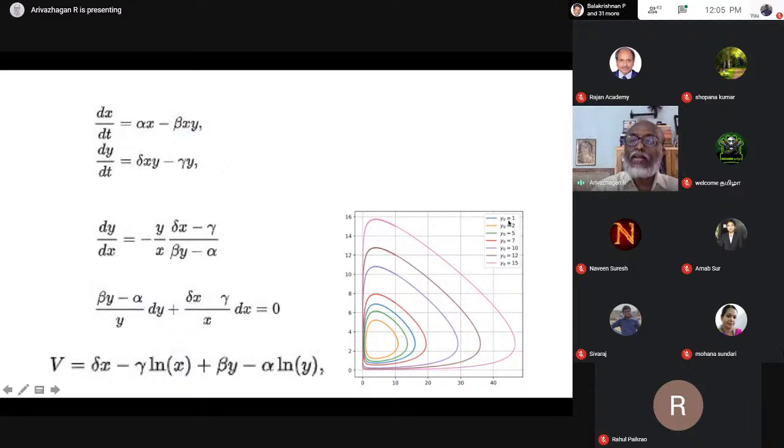That is, see here, y naught 1, 2, 3. That's a concentric circles. So here the equilibrium of the forest ecosystem is maintained by the population of predator and prey. That is the solution of this differential equation.